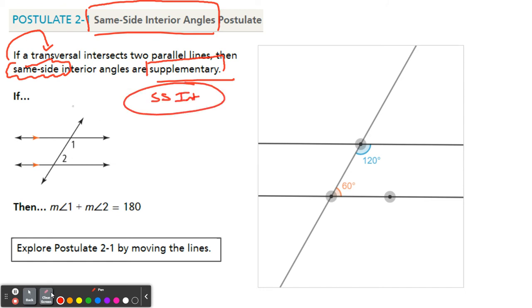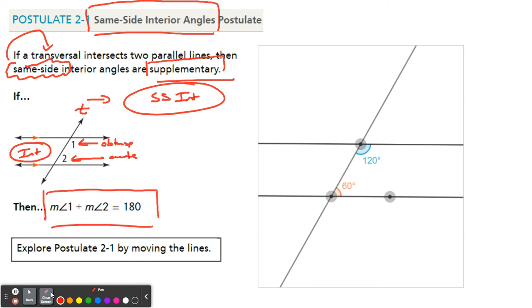Again, in this picture, here's your transversal, here's your parallel lines. We're looking for angles in the interior, so it'd be 1 and 2. And again, they're on the same side. Notice both of these angles are to the right of the transversal. Angle 1 we would classify as an obtuse angle, and angle 2 as an acute angle. Typically an acute and obtuse angle will add up to 180 degrees in a lot of these problems. And this is what it means to be supplementary: you add to 180.